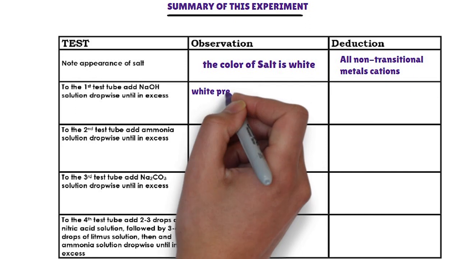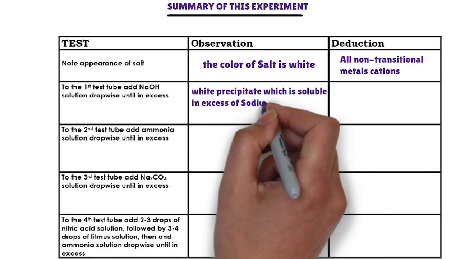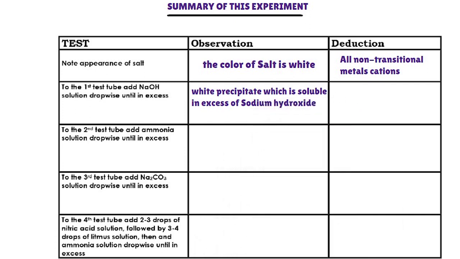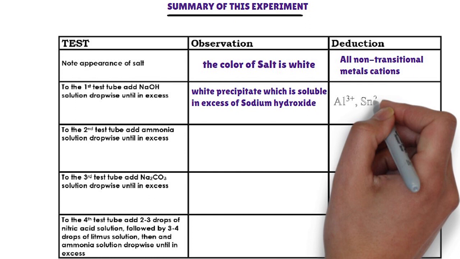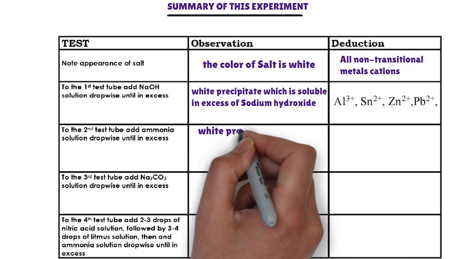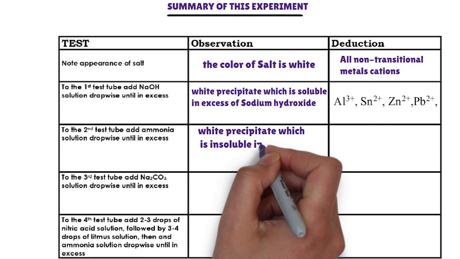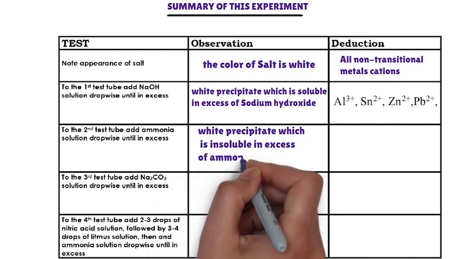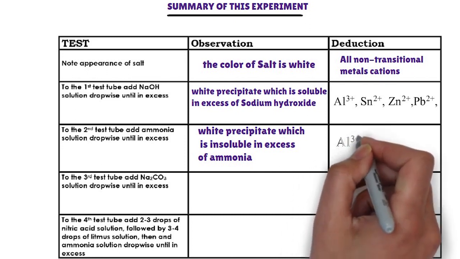In first test tube, sodium hydroxide is added dropwise. The cations that form white precipitate with sodium hydroxide and precipitate become soluble in excess of sodium hydroxide are aluminum ion, lead 2 ion, tin 2 ion, and zinc ion. In second test tube, ammonia solution is added dropwise. The cations that could form white precipitate with ammonia solution and precipitate is insoluble in excess of ammonia solution are aluminum ion, lead 2 ion, and tin 2 ion.